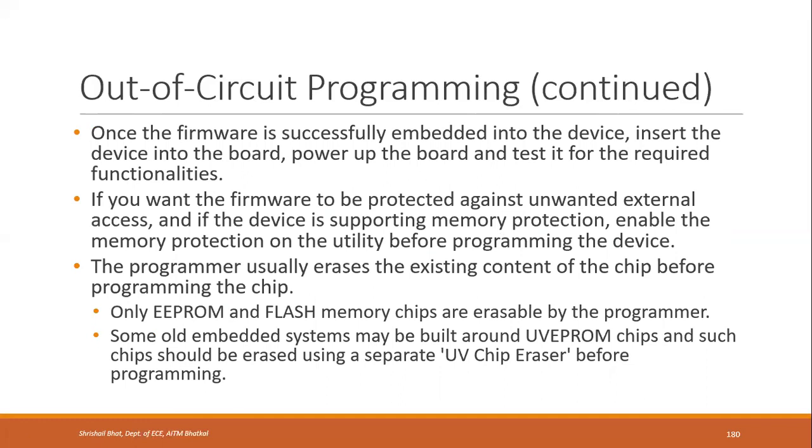If you want the firmware to be protected against unwanted external access, and if there is support for memory protection, then enable the memory protection on the utility before programming the device. Okay, the programmer usually erases the existing content of the chip before programming the chip, right? If there is some content on the chip, it will be erased. So normally EEPROM and flash memory chips can be erased by the programmer. But there are some other chips, like the older versions of embedded systems, that are built around UV-PROM, ultraviolet erasable PROM, right?